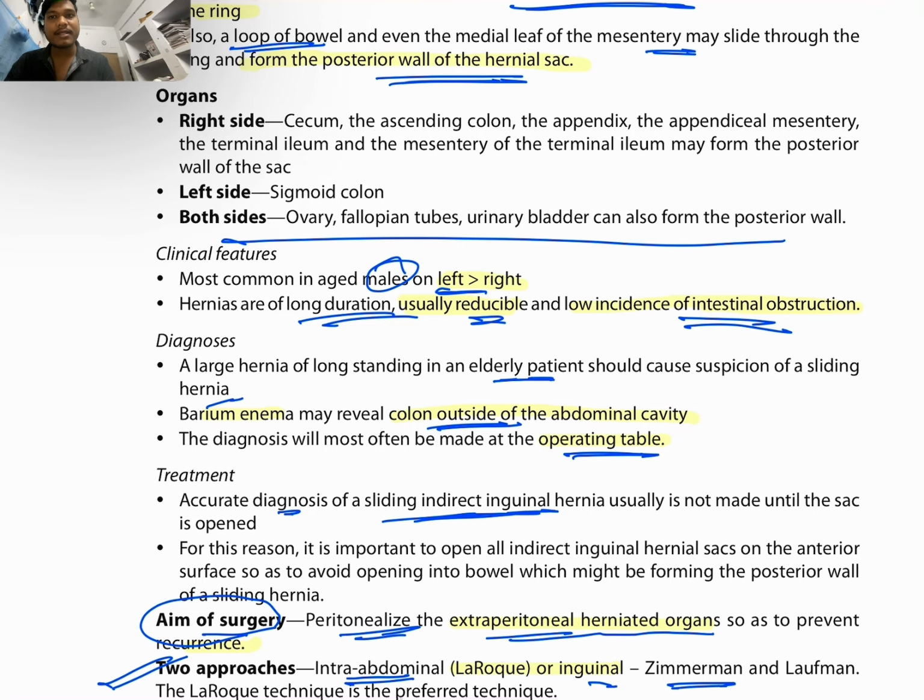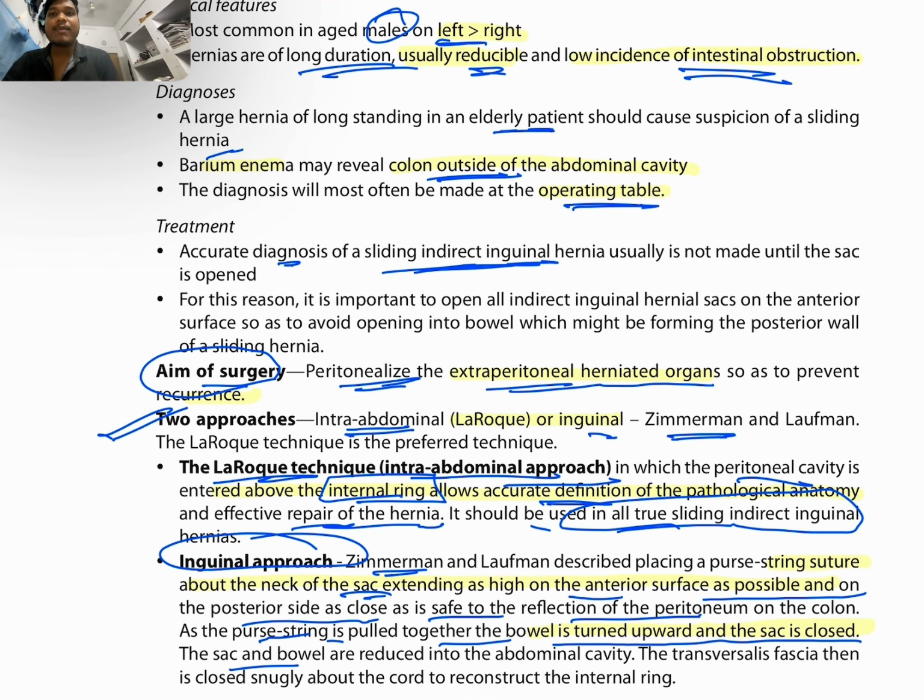For diagnosis, barium enema will be given. The method of surgery will be decided after opening, and we will select the method for the treatment. So the aim of the surgery, there will be two approaches, that is the Lotheissen approach as well as the Zimmerman and Lofman approach. For the Lotheissen approach, the peritoneal cavity is entered through the internal ring, and we will make the choice there of how the opening will be closed.